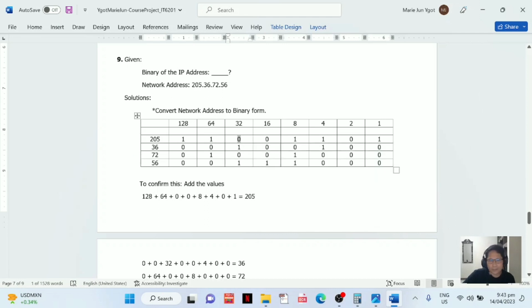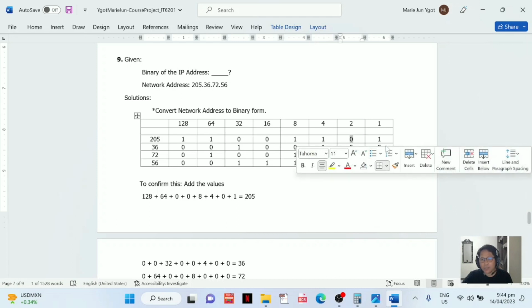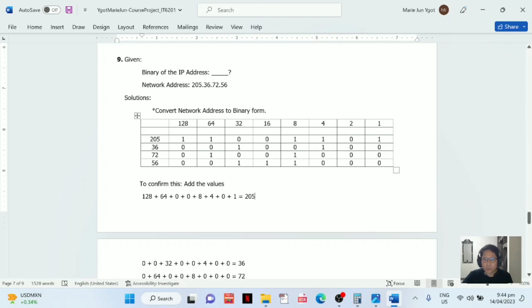What about 16? No, we cannot use 16. What about 8? Yes, we can use 8. And what about 4? Yes, we can use 4. What about 2? No, we cannot use 2. And what about 1? Yes, we can use 1. That's why we have 1 here.